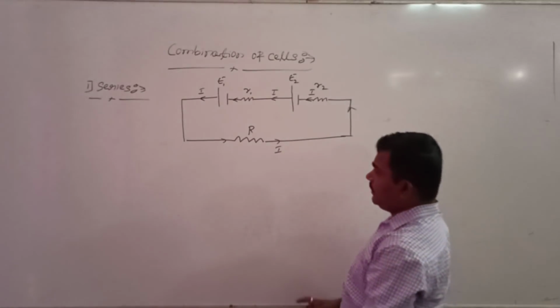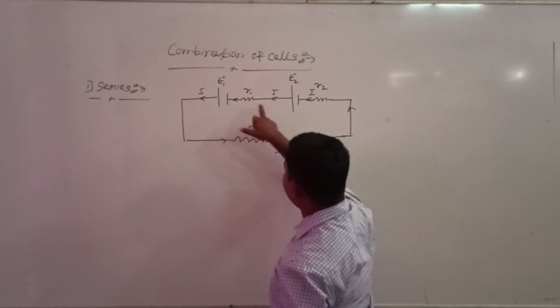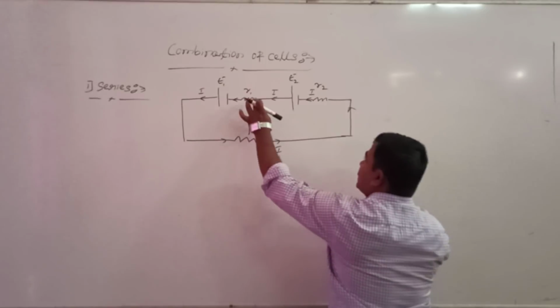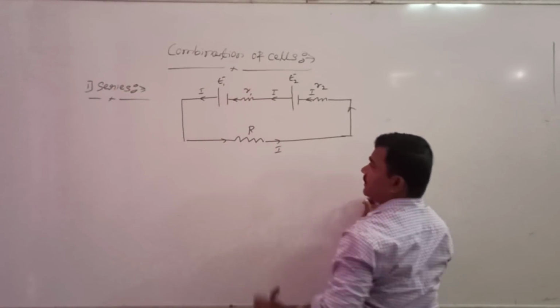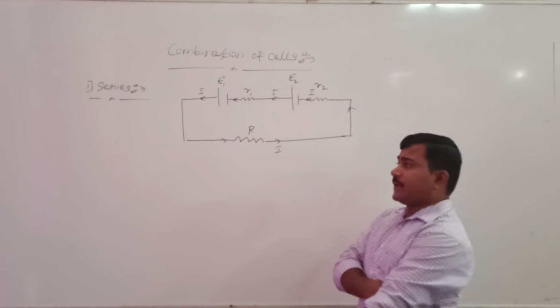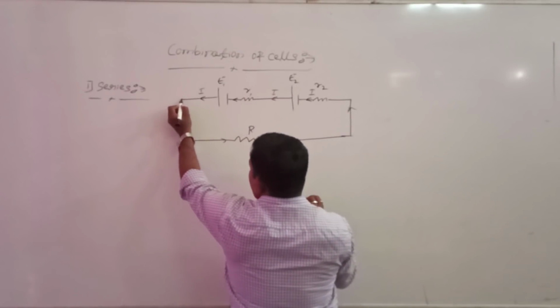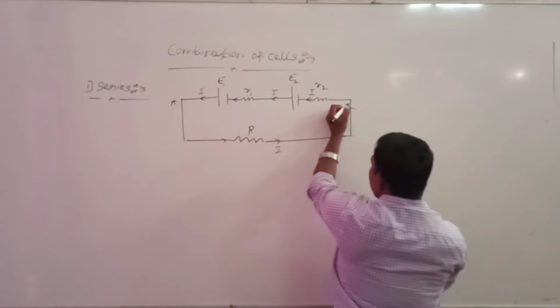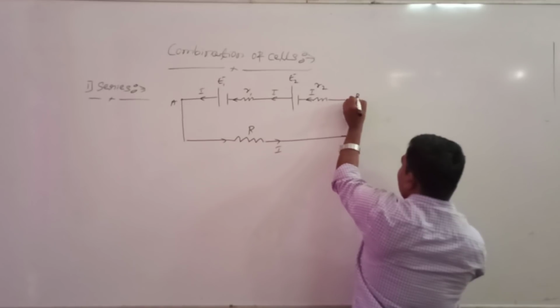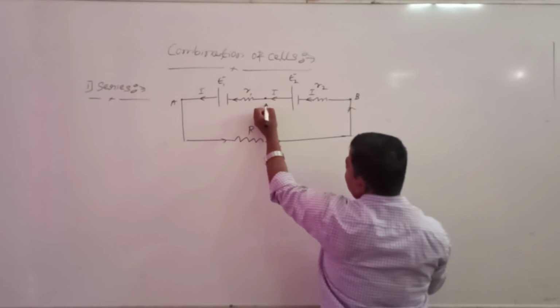Students, here two cells are there of different EMF and different internal resistance. Shall we take this as point A, and this as point B? And here, this is point C.